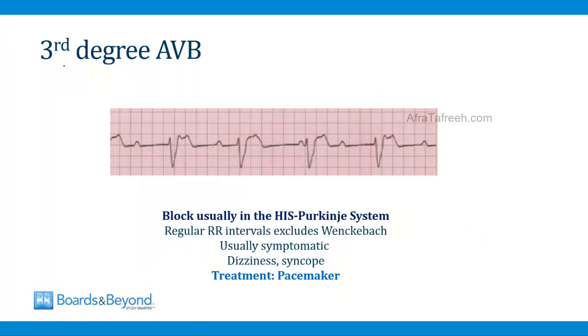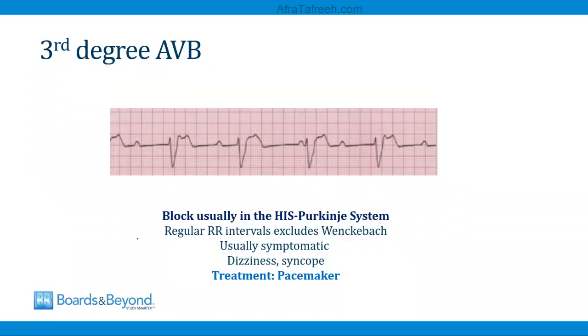The final form of AV block is called third degree AV block, also known as complete AV block. In this form of heart block, there is no conduction of electrical impulses from the atria to the ventricles. Let's look at this tracing on the screen here. We have P waves marching out at a certain interval. There's a P wave there. There's one buried here in the T wave. There's another one here. And then we have QRS complexes that are marching out at a completely separate interval on their own. There's one here, one here, one here, and one here. There is no relationship between these P waves and the QRS complexes. They are completely separated from one another.